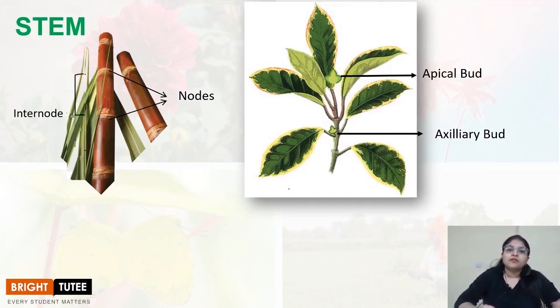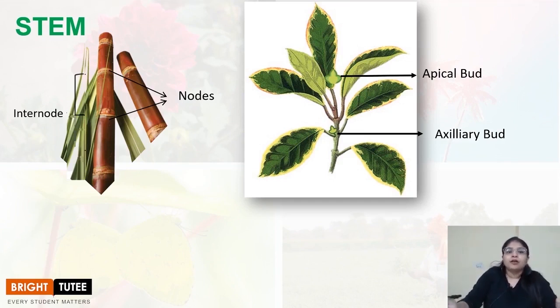In the previous session, we've studied about the important parts of the plant, that is stem, root, leaves and flower and fruit. So these are the 5 different important parts of the plant. Now first we are going to discuss about stem. Now what exactly is a stem?